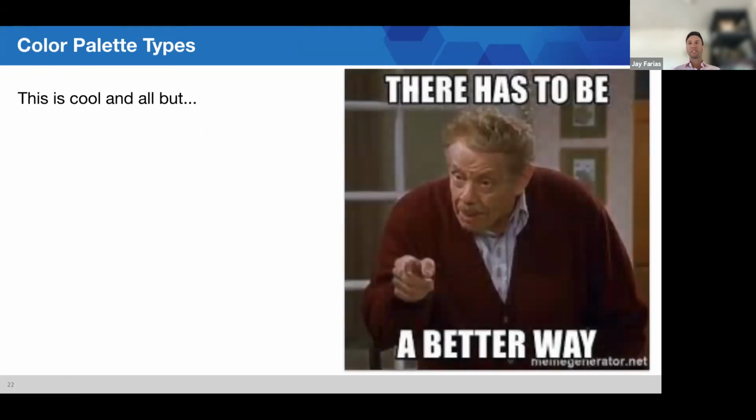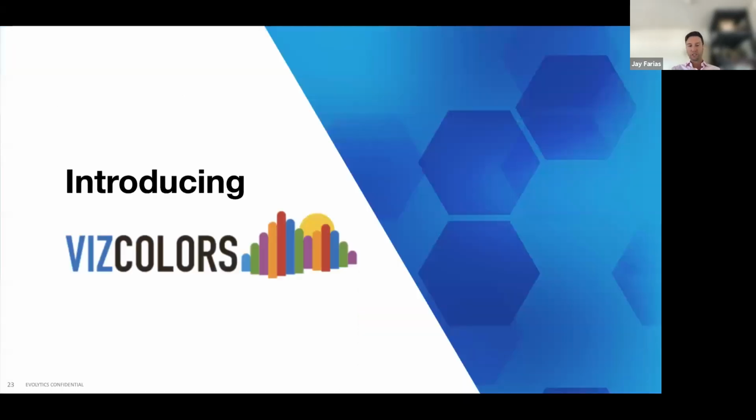Okay, so this is cool and all, but it's very manual, right? We're making XML structures. So there has to be a better way, right? There has to be something that can do this for us. We can just input some colors and then get what we want. So there is. We made a tool called Viz Colors.